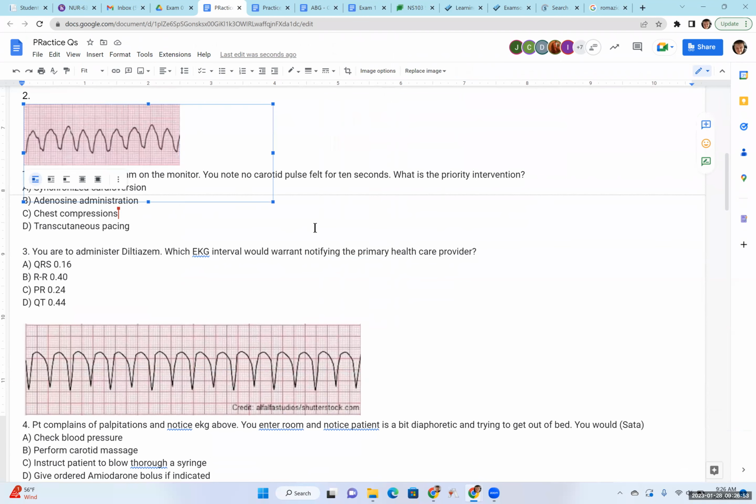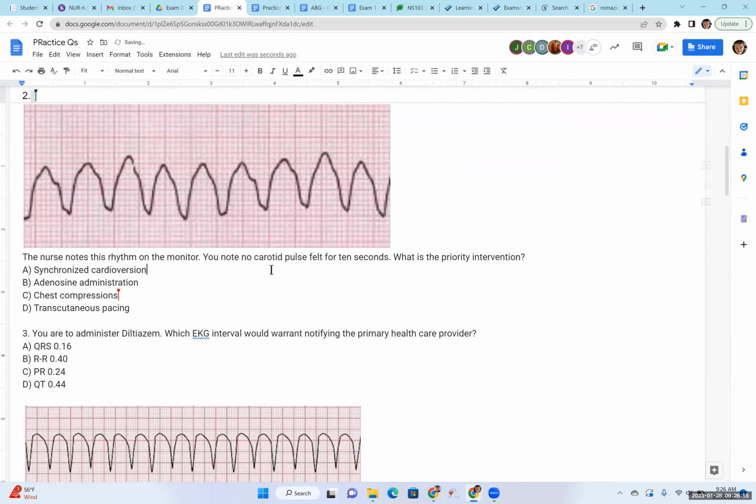What is this? That's VTAC, right? We got VTAC there. We got some AV dissociation, little P waves built in there. Those guys, little P wave on the downstroke. That's some AV dissociation. That's to seal the deal. But that is VTAC. You got to recognize lethal rhythms.